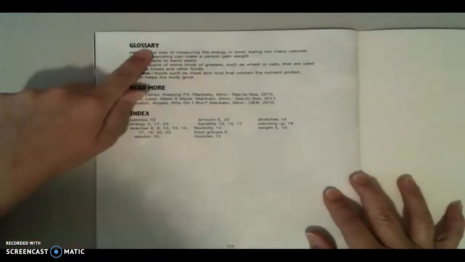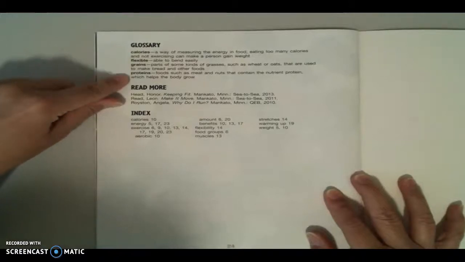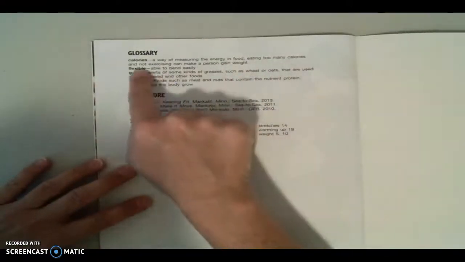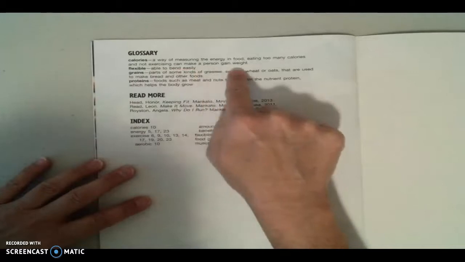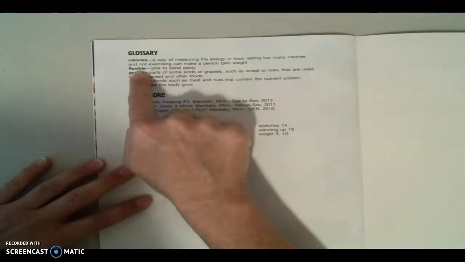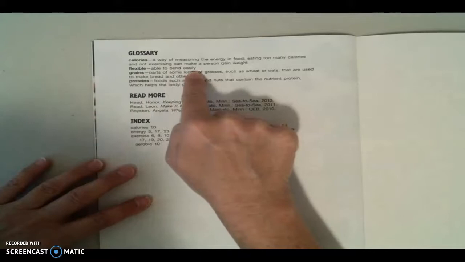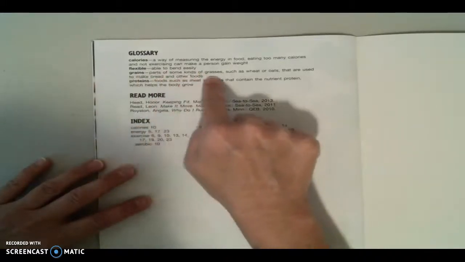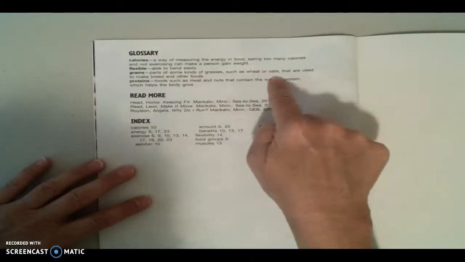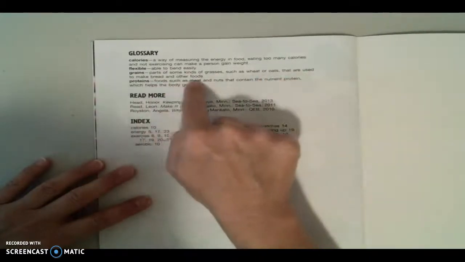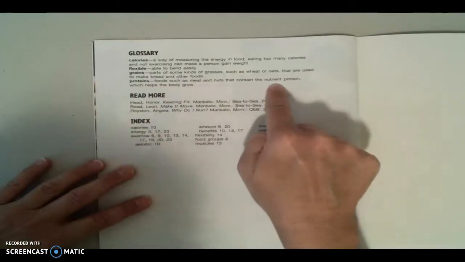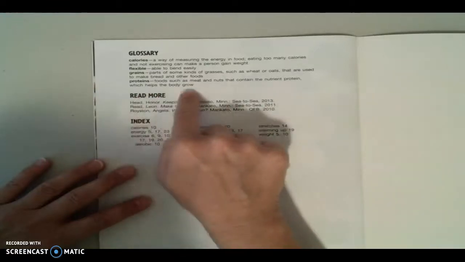The glossary tells you what some of the words mean. For example, calories. Calories is a way of measuring the energy in food. Eating too many calories and not exercising can make a person gain weight. Flexible. Able to bend easily. You are probably very flexible. Grains. Parts of some kinds of grasses, such as wheat or oats, that are used to make bread or other foods. Proteins. Foods such as meat and nuts that contain the nutrient protein, which helps the body grow.